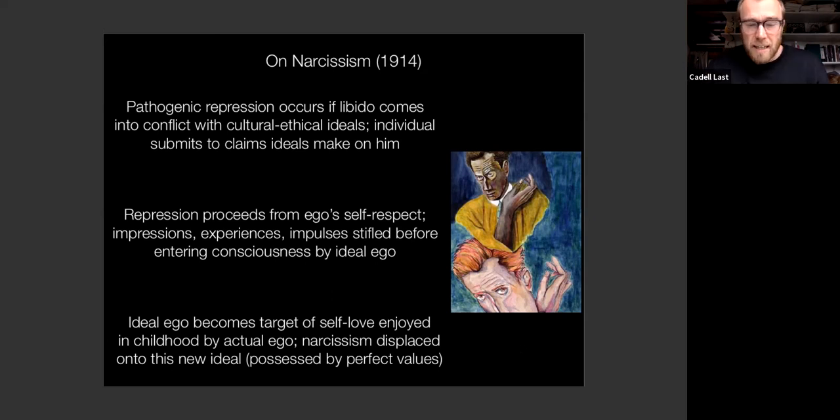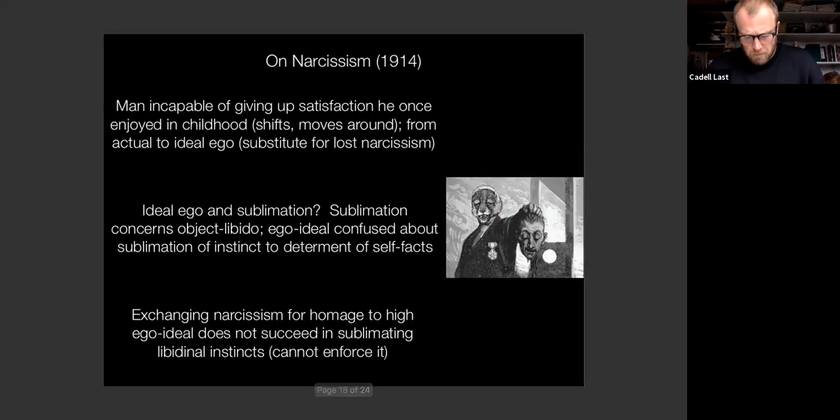So he's basically saying the narcissism gets displaced from the self onto the new ideal, possessed by perfect values. In the end, what's going on here is that man is incapable of giving up on satisfaction he once enjoyed in childhood, and it shifts, moves around to the ideal ego from the actual ego. It's a substitute for the lost narcissism, and the desire to once again enjoy the same joy that he had in childhood.